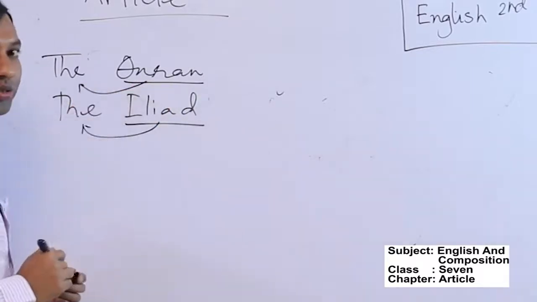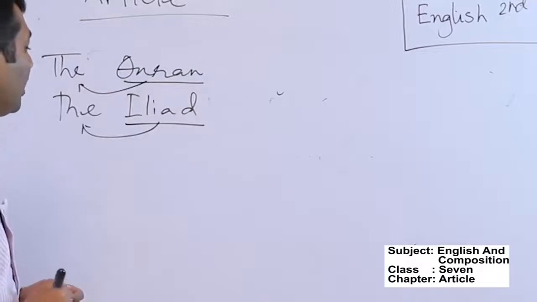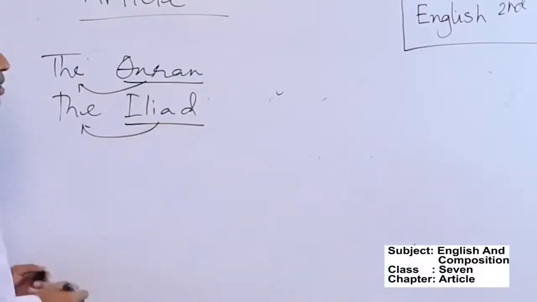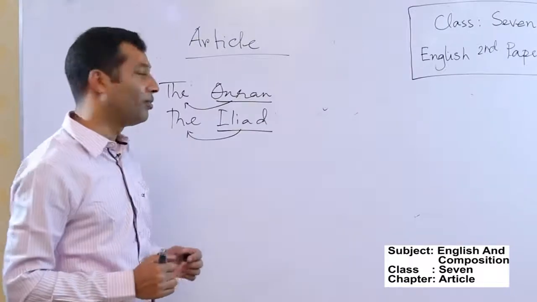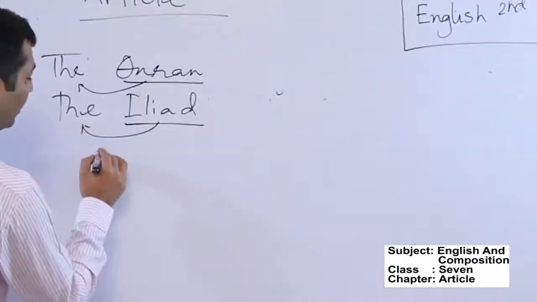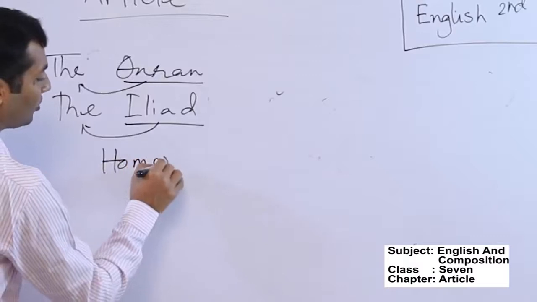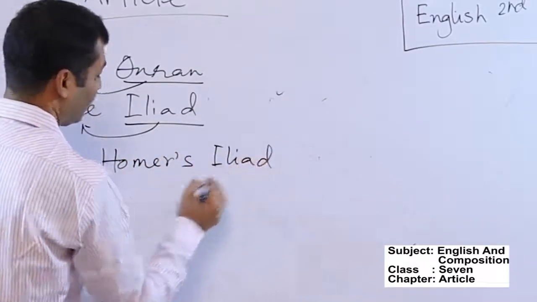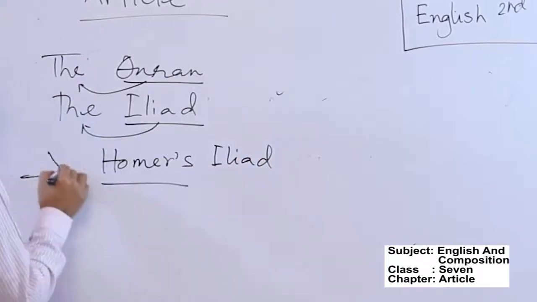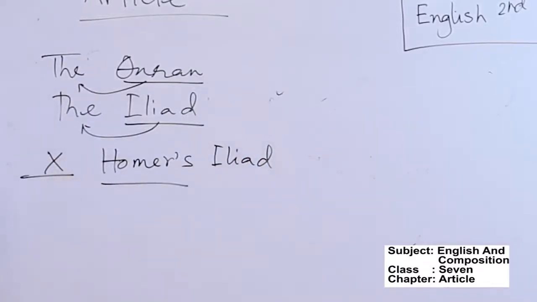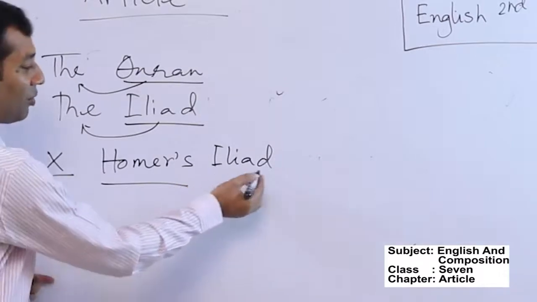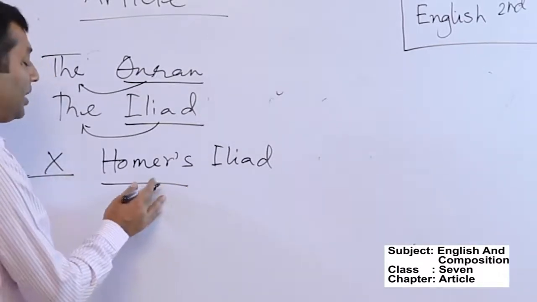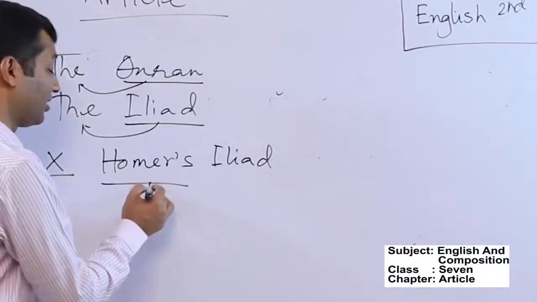But if you use the name of the writer before the name of the book, you do not need to use any article before it. For example, Homer's Iliad. Here you cannot use the article. Here a cross will be used. So no article will be used before the names of the book if you use the names of the person, the names of the writers there.